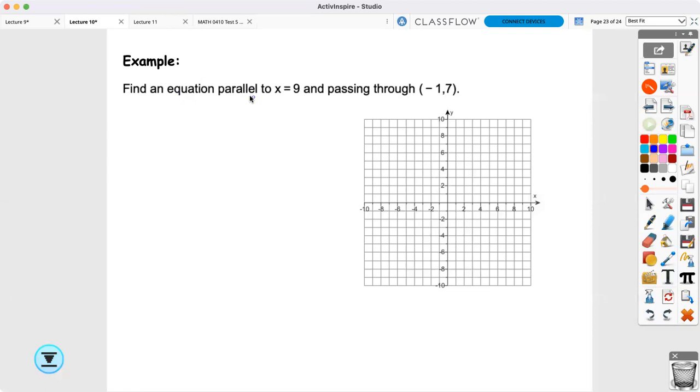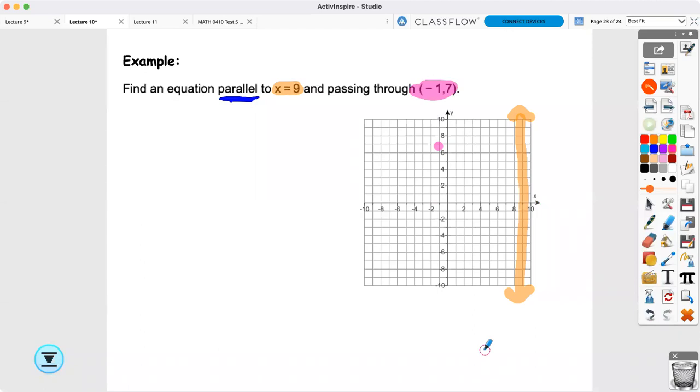Okay, so we want to find an equation parallel to x equals 9. So x equals 9, I'm going to highlight that in orange. I'm going to make that vertical line right here. We want it to be parallel to this line. And we know parallel means lines never what? They never touch, right? And we want it to go through -1, 7. -1, 7 is right here. Now, guys, if I want to make sure these lines are parallel, what kind of line am I going to be drawing? A horizontal line, a vertical line, a downward line, or an upward line?